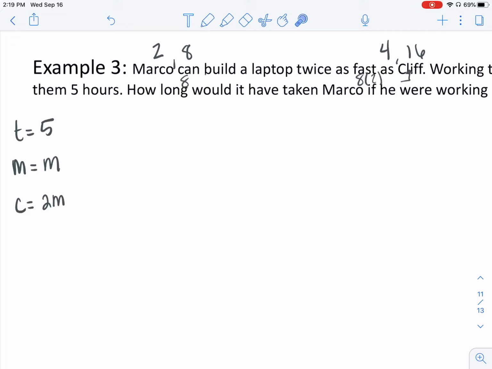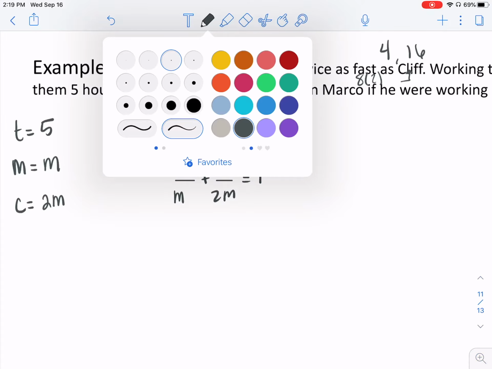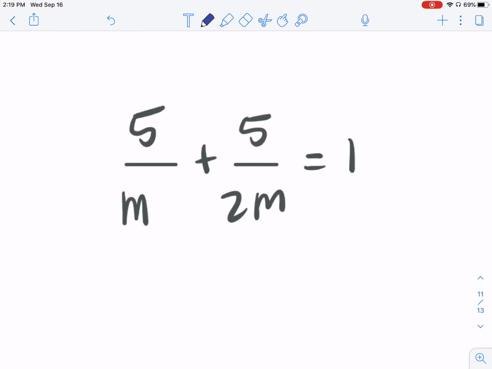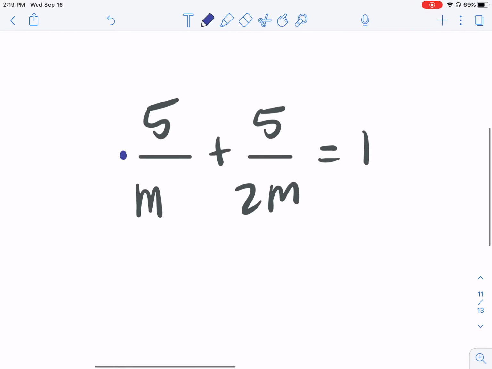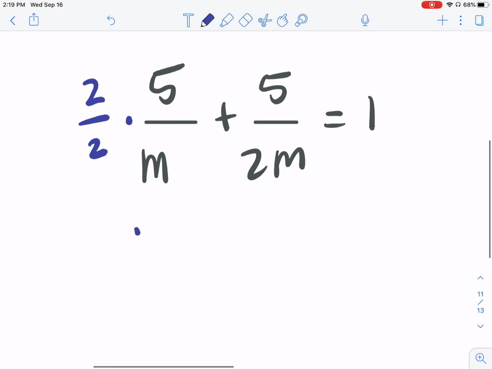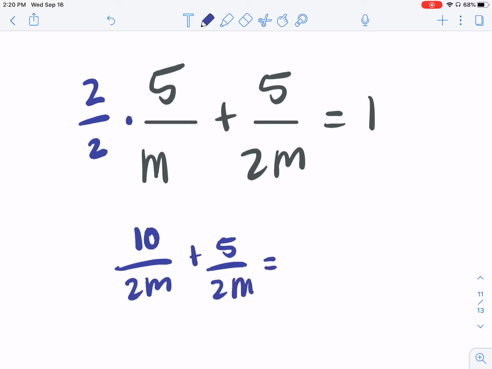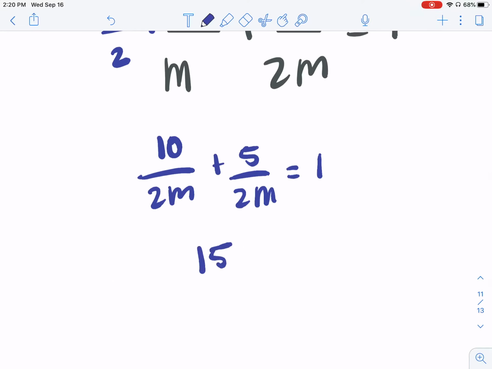This is also really useful to set it up this way because I'm solving for Marco himself, so this is the variable that I'm going to be solving for. Now I can go ahead and put this into my form. We know that the together time goes on top, and then the individuals go on the bottom, so it's M and 2M. Our next step is to go ahead and add. We know that in order to add, they have to have a common denominator. We can add now, so we get 15 over 2M equals 1.